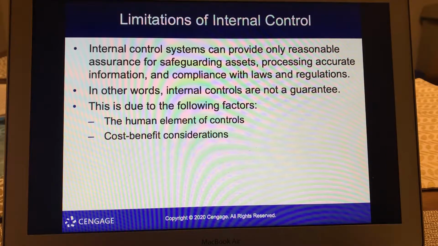Limitation of internal control. Systems can provide only reasonable assurance for safeguarding assets, processing accurate information, and compliance with laws and regulations. In other words, internal controls are not a guarantee. This is due to the following factors: human element of control and cost-benefit considerations. So in chapter 1, we talked about the fraud triangle. So there's a cost-benefit whenever people commit fraud or take money, basically.